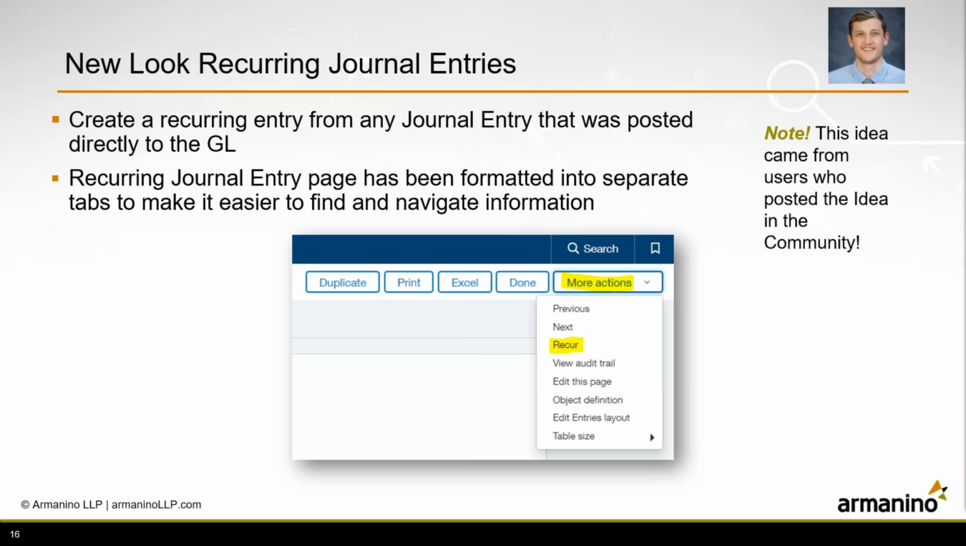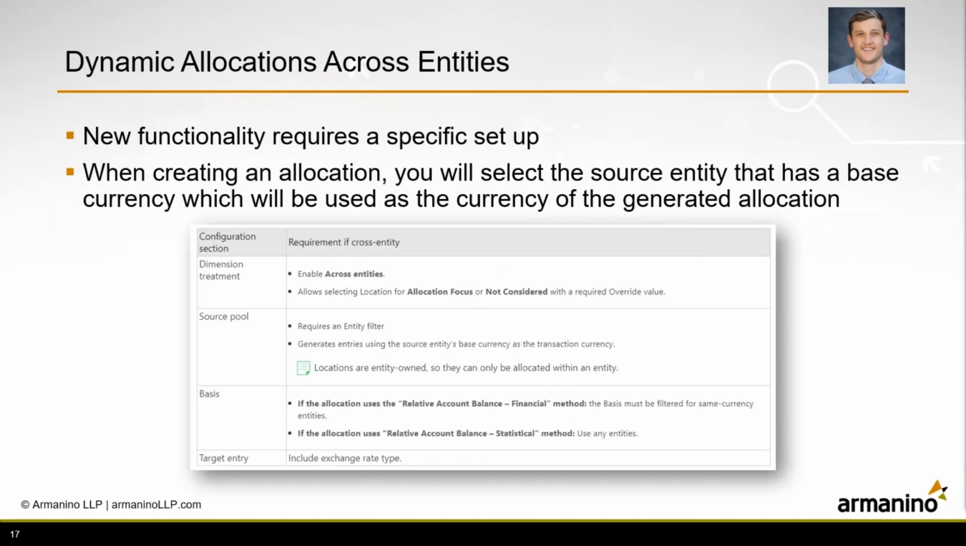Yeah, definitely. Excellent. All right, and then the next thing within General Ledger is dynamic allocations across entities. So kind of like the title of this slide says, in this release, this is now possible. For these allocation definitions that you're going to set up, the configuration is going to take the settings in the screenshot below. I'll just leave that there for information's sake.